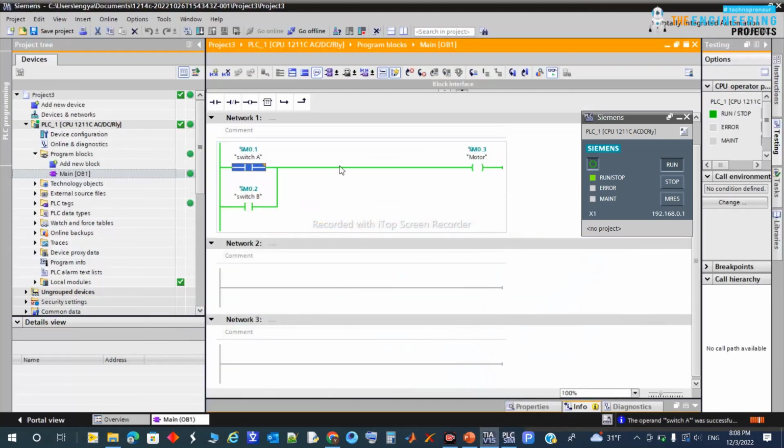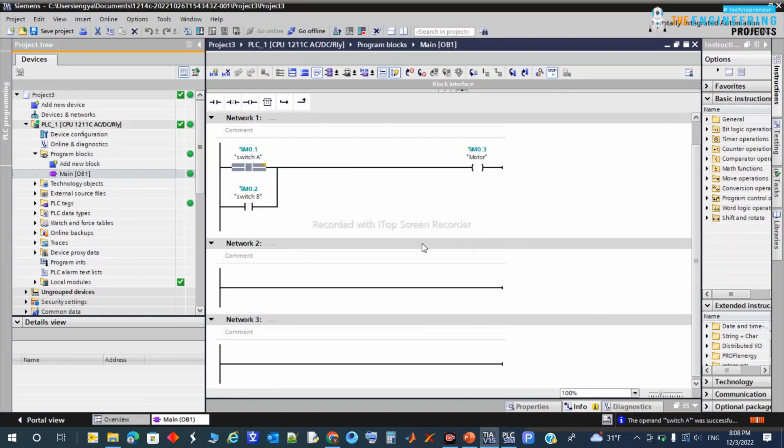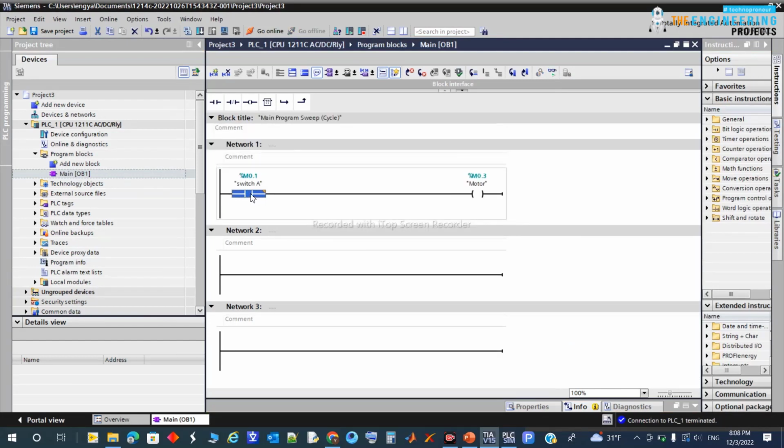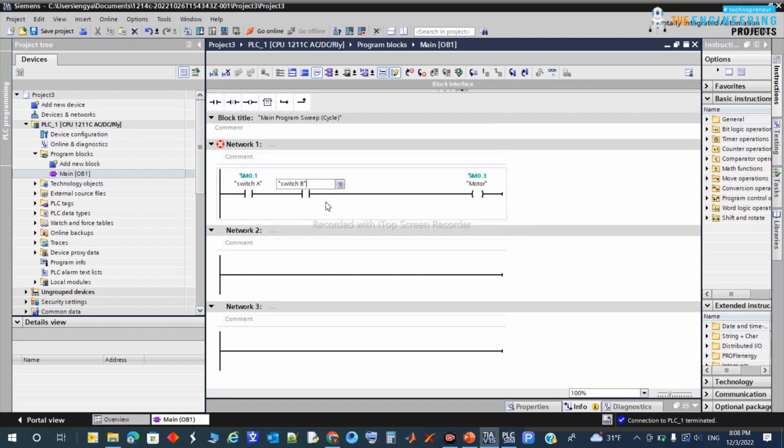Moving to the AND gate. In the AND gate, we have both of them in series, as I told you. This is switch A and switch B. So let's simulate this together.